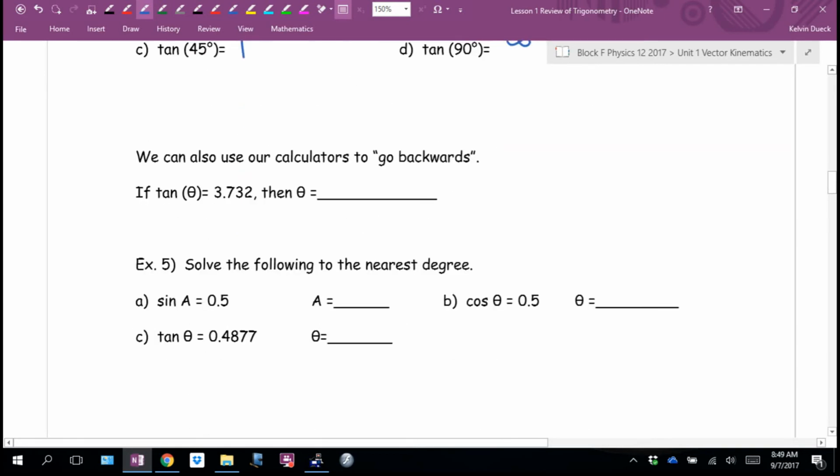We can also use our calculator to go backwards. Not only can I give you an angle and you tell me the sine or the cosine or the tangent value, I can give you the sine or the cosine or the tangent value and say, tell me the angle. How do you go backwards? This is where it varies from calculator to calculator. But if I tell you that the tangent of theta is 3.732, how can I figure out what theta is? Does anybody remember how to do this?